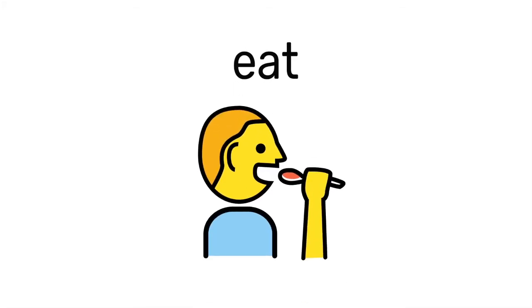The eat symbol is a person putting a spoon into their mouth. There is something to eat on the spoon. The person is using the spoon to eat.